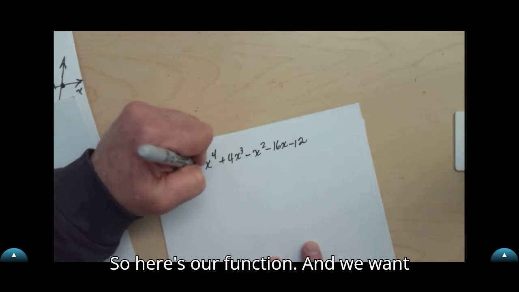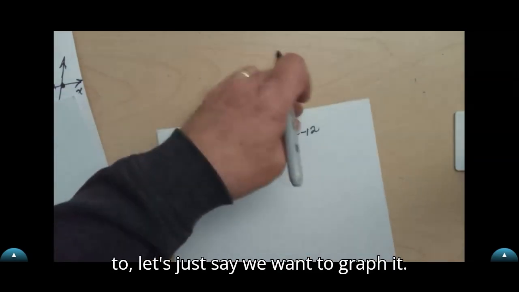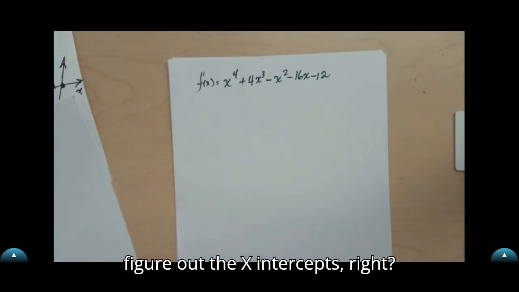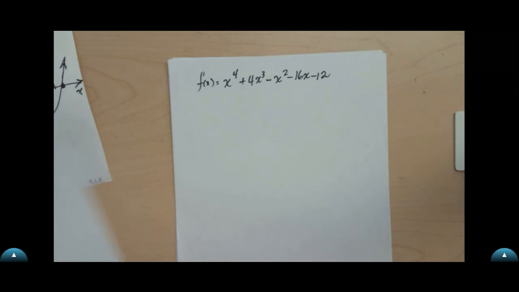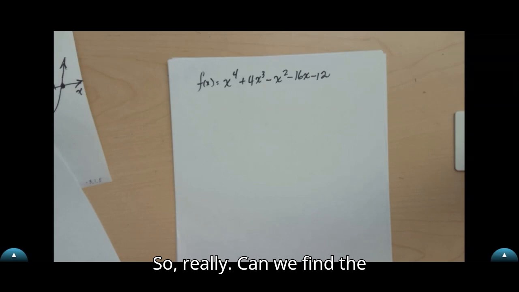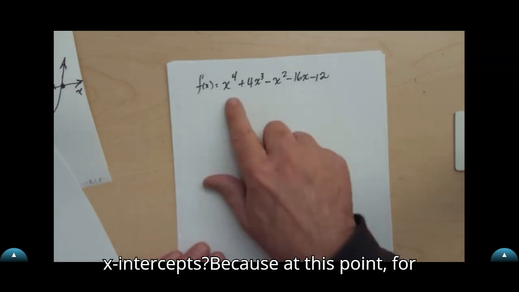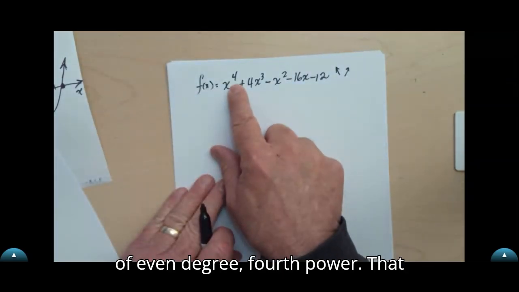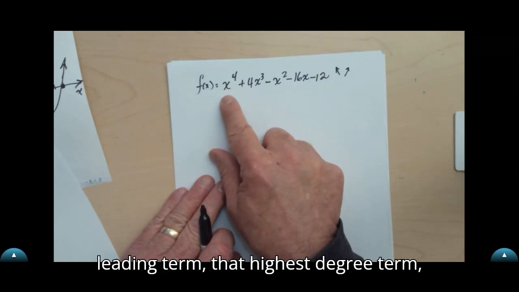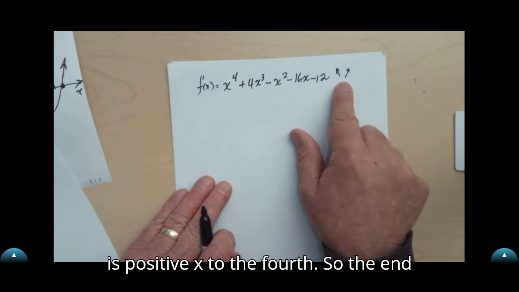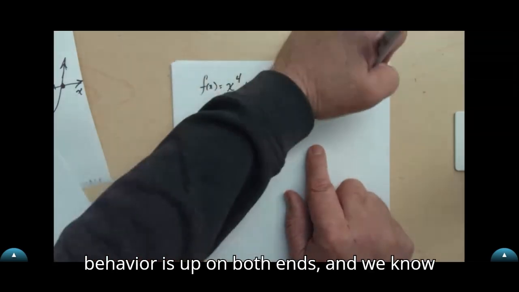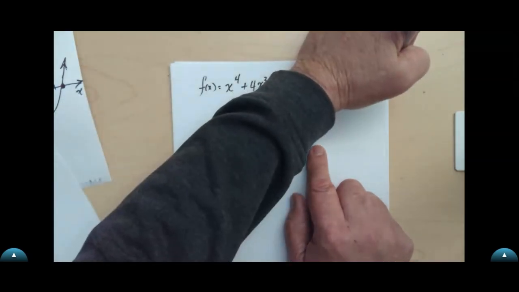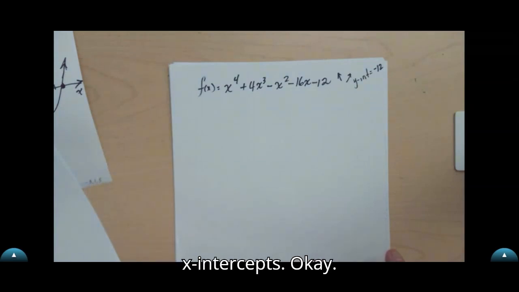So here's our function. Let's just say we want to graph it. That means we've got to figure out the end behavior, the y-intercept, and the x-intercepts, right? At this point, we know that the end behavior is up on both ends. Do y'all agree? It's of even degree, 4th power. That leading term, that highest degree term, is positive x to the 4th. So the end behavior is up on both ends. And we know that the y-intercept is the constant term, which is -12. So really, we just need to know the x-intercepts.